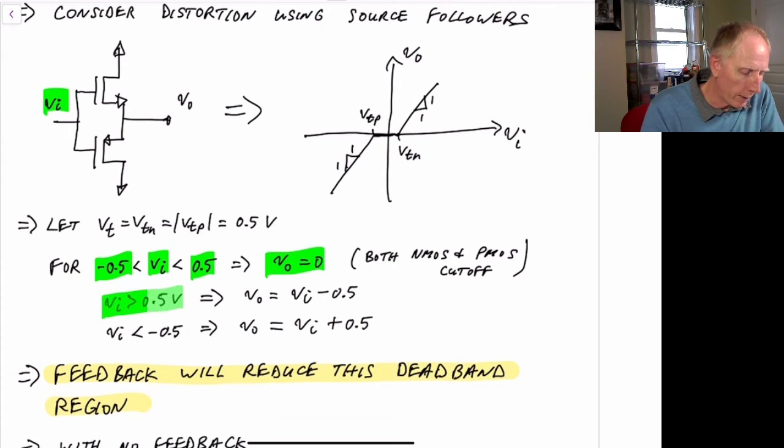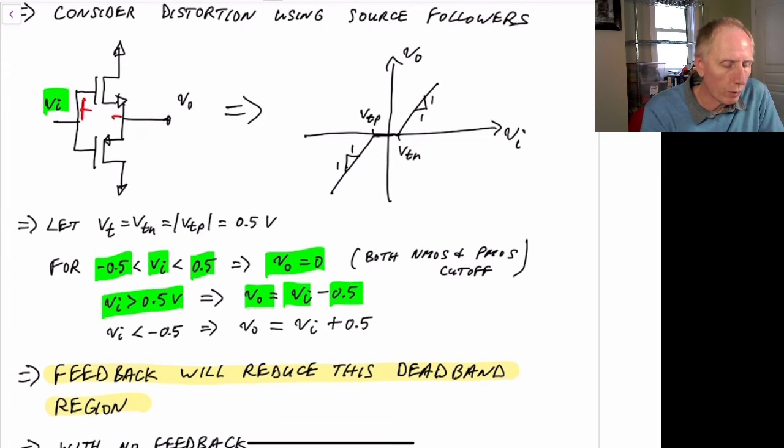When the input is greater than 0.5, the output will be VI minus 0.5, because we'll just see the voltage across here. Let's say it's equal to the threshold. And let's say we've made our width over length so large that the V overdrive is very, very small. So once it turns on, the V overdrive doesn't change very much. And so we would just have roughly an output which would be Vout equal to VI minus 0.5 volts.